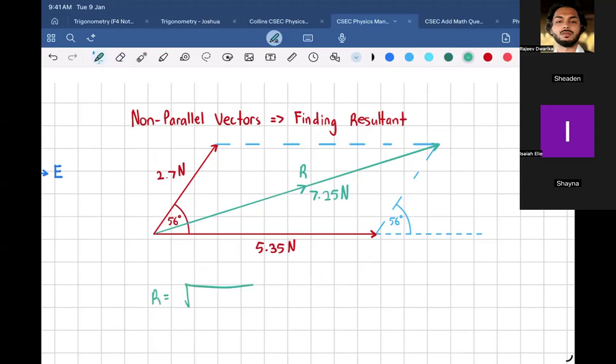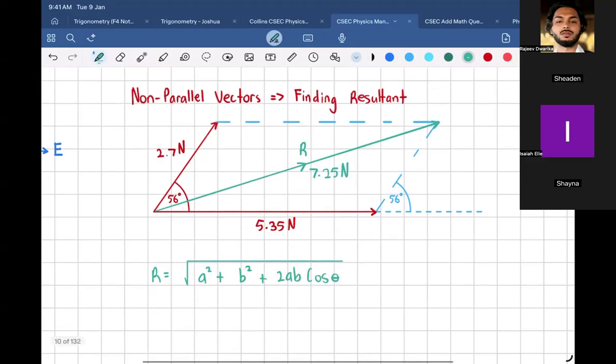So the resultant would just be equal to the square root of, right? So I will just put on the formula and then I'll explain. The resultant would just be equal to the square root of a squared plus b squared plus 2ab cos theta. So this is the resultant vector, or just the resultant force.